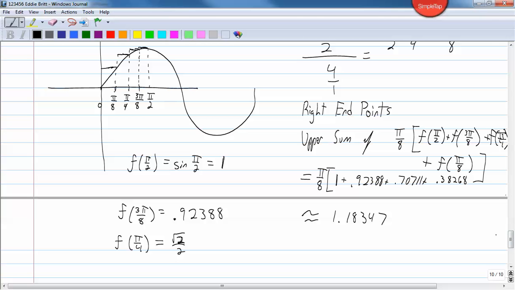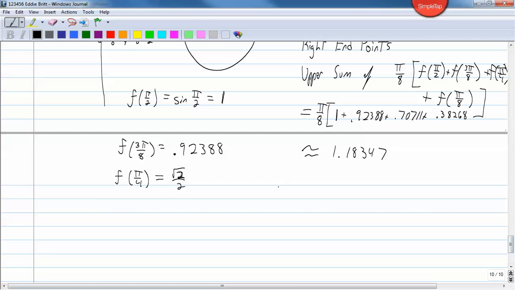Now I want to do the same thing, but I want to start over here on the left. So what is my first x value that I plug in on the left side? 0. That's right. So this is going to be using left endpoints. This will give me a lower sum. If one gives you an upper sum, the other would give you a lower sum.